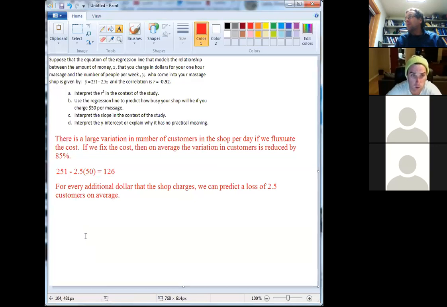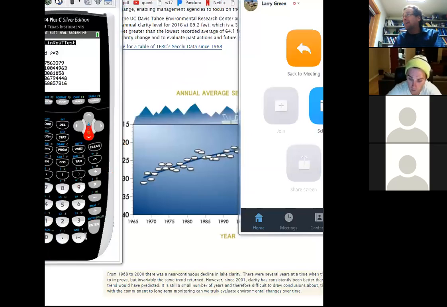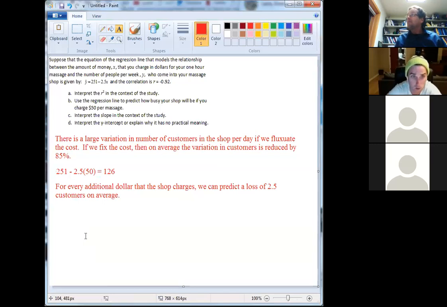You could do something similar, kind of in reverse, to say, well, if it's this price, how many shops would you expect? And that's the supply curve. But this is the demand curve.